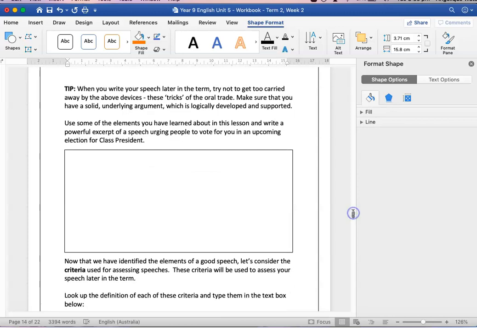Your next activity is to use some of the elements that we've learned about in this lesson and write a powerful excerpt of a speech, urging people to vote for you in an upcoming election for class president. Okay, so you're really wanting to stir some emotions of your classmates and have them vote for you. So use a few of these elements and write a powerful excerpt of a speech urging people to vote for you in an upcoming election for class president.